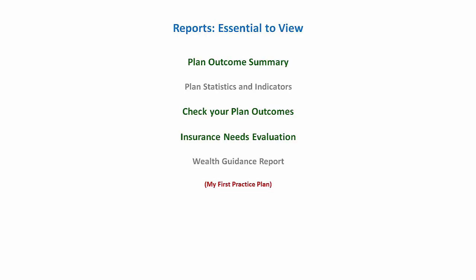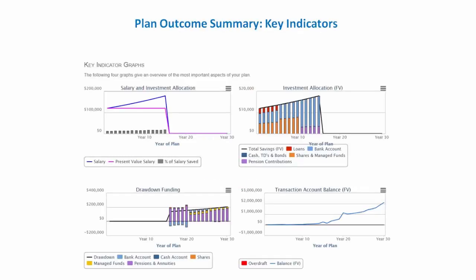The first set of reports are called Essential to View. They are Plan Outcome Summary, Plan Statistics and Indicators, Check Your Plan Outcomes, Insurance Needs Evaluation, and the Wealth Guidance Report. With each of these reports, the Easy Mode sample plan called My First Practice Plan will be used as the example. The Plan Outcome Summary is different to other reports in that it is a display of all the essential information you may require about your plan.